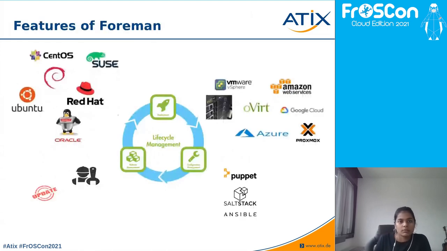So let's talk about the features of Foreman. For that, I'll give you an example. Suppose you want to deploy a host. For that, first you have to select the operating system. There are various Linux operating systems available, like CentOS, SUSE, Red Hat, Ubuntu, Oracle, etc. Once you select the operating system, now you have to decide if you want to deploy it bare metal or using virtual servers. For virtual servers, there are VMware, Proxmox, oVirt available. And for cloud service, you have Azure, Google Cloud, AWS.